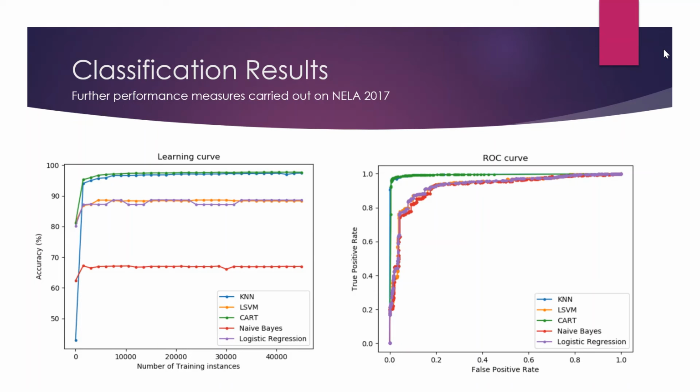Further performance measures carried out on the NELA 2017 dataset include learning curves and ROC curves. Both of these measurements further support the findings of the cross-validation results. In the learning curve, you can see how KNN and CART both have very high accuracies, and in the ROC curve, how they are nearly at right angles.